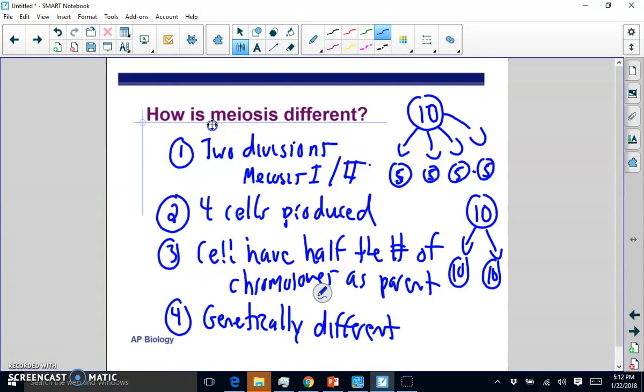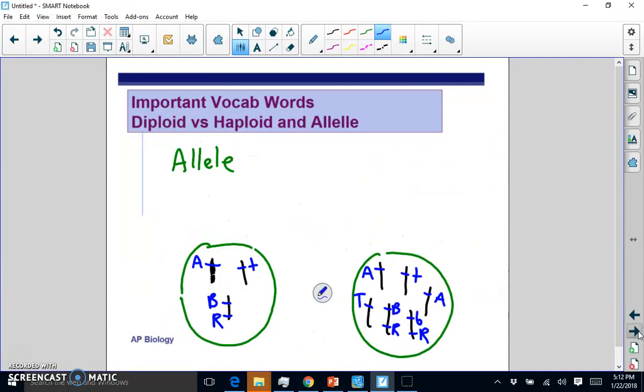We're now going to go into some vocabulary words that are important to know to understand the process of meiosis. And the first vocabulary word is allele. Okay, and you heard that vocabulary word in 9th grade when you were learning about Mendelian genetics and the Punnett squares. So an allele, okay, is a version of a gene. So, for example, let's say you have the gene for eye color.